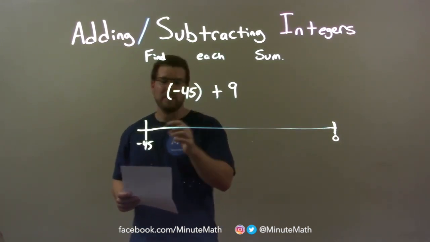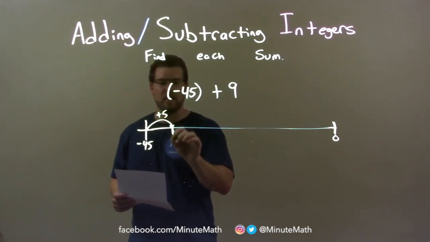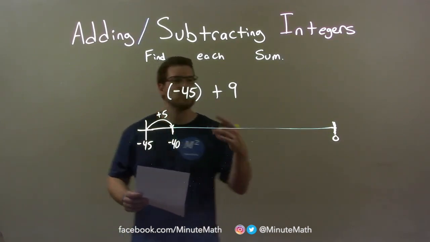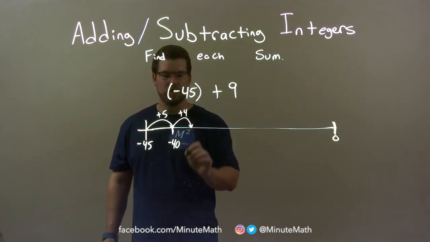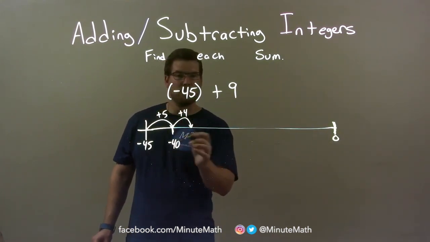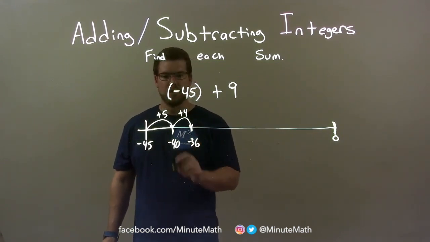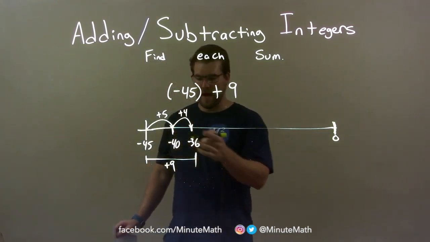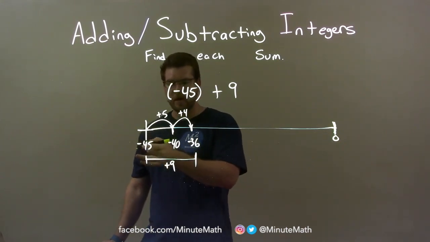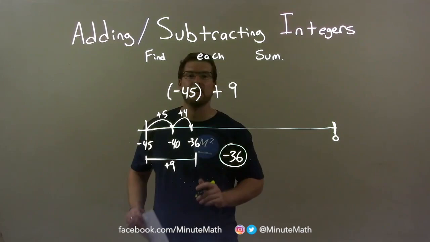So if we add plus 5 right here, that gets me to negative 40. But I still have 4 more units to get to 9. So I add a plus 4 here. Negative 40 plus 4 in the positive direction is negative 36. We can see here that 5 plus 4 is a plus 9, a total of adding 9 units to the right. So negative 45 plus 9 is negative 36, and that is our final answer.